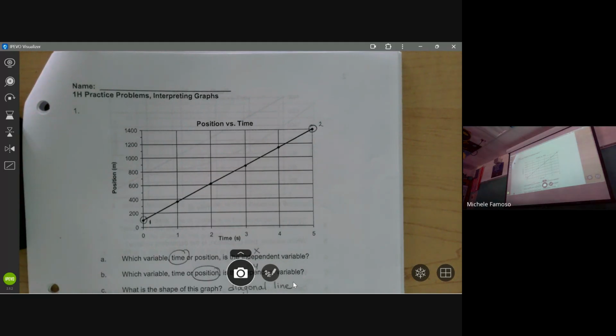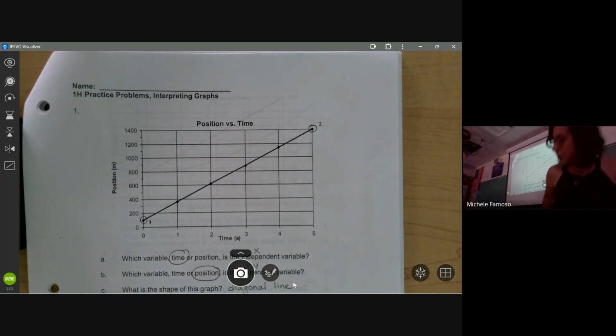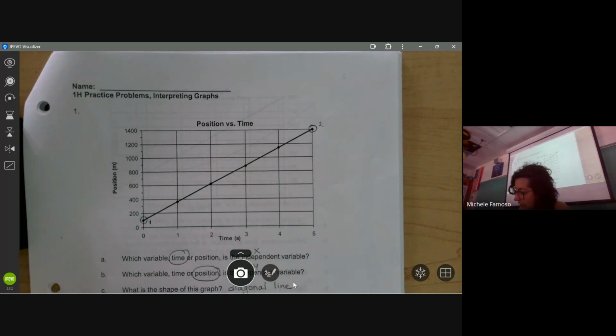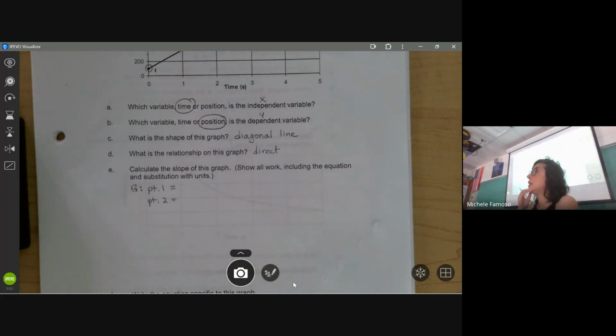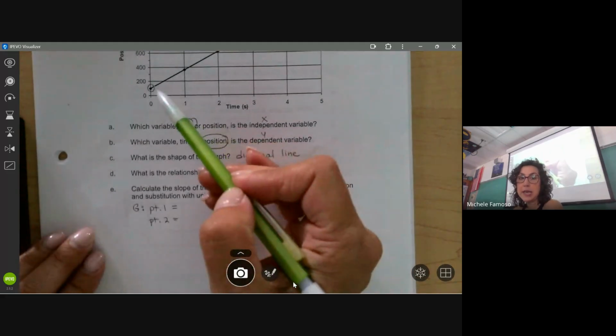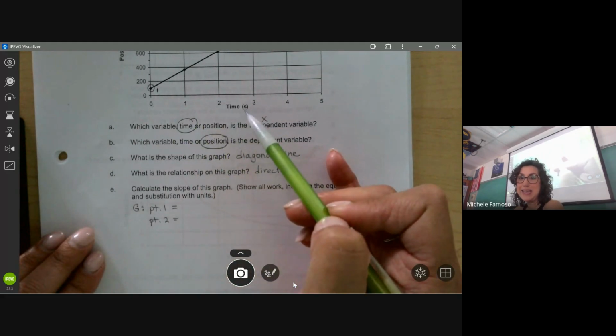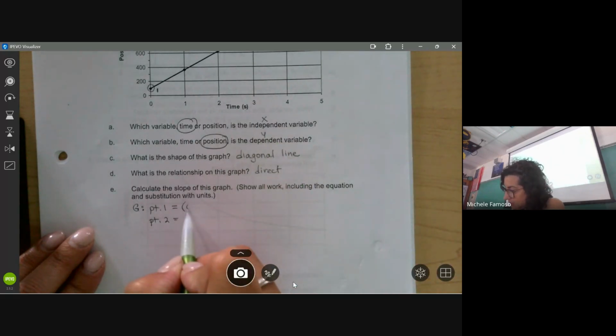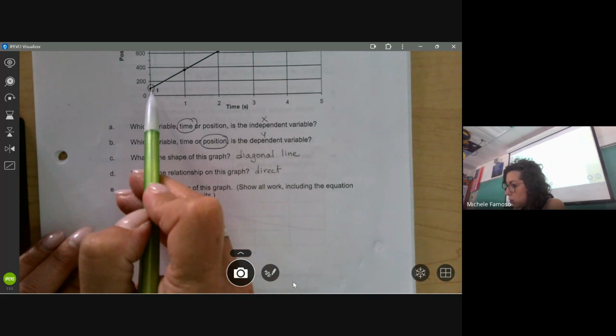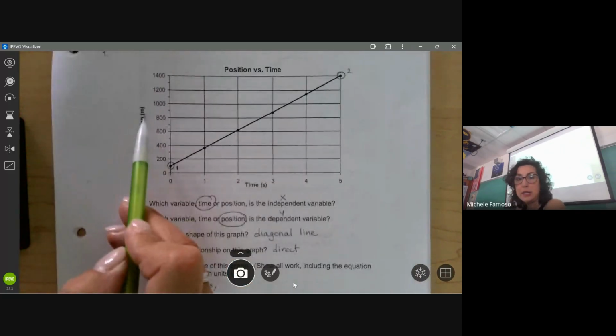Right? We use our GUESS method to solve problems. So let me show you how you write your givens for this. The givens are going to be for point 1 and point 2. You're going to give me those coordinates in XY coordinate notation followed by their units. So point 1's X coordinate is 0 seconds. The Y coordinate is 100 meters.